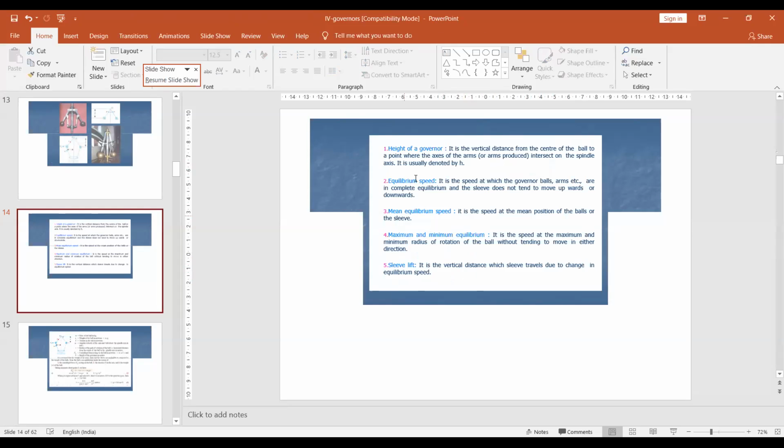Those are the height of the governor and the equilibrium speed, and in this the mean equilibrium speed. Mean equilibrium speed is the speed at the mean position of the balls or the sleeve. That is taken as our mean equilibrium speed. And now the maximum and minimum equilibrium speeds, and sleeve lift. It is the vertical distance the sleeve travels due to the change in equilibrium speed. That is considered as sleeve lift. These are the terms generally used in governors.